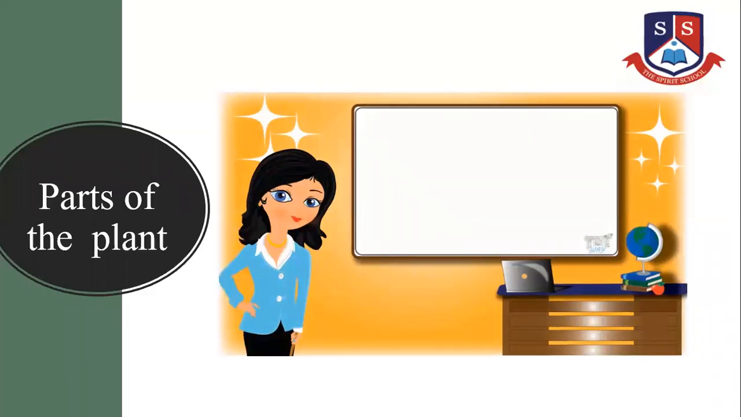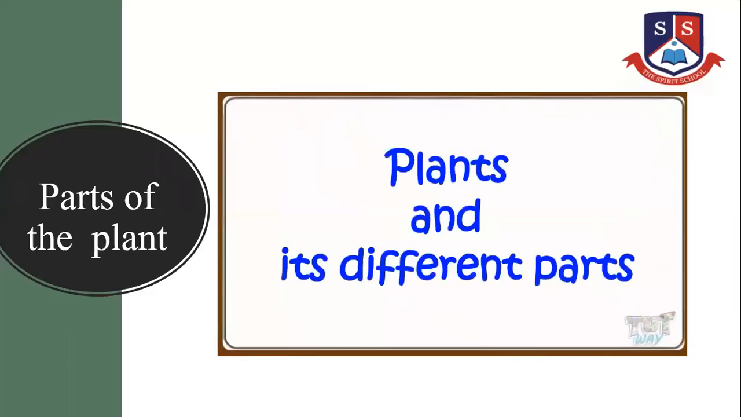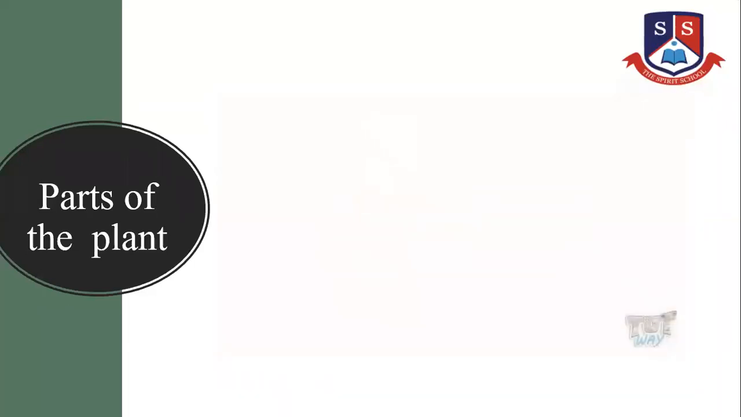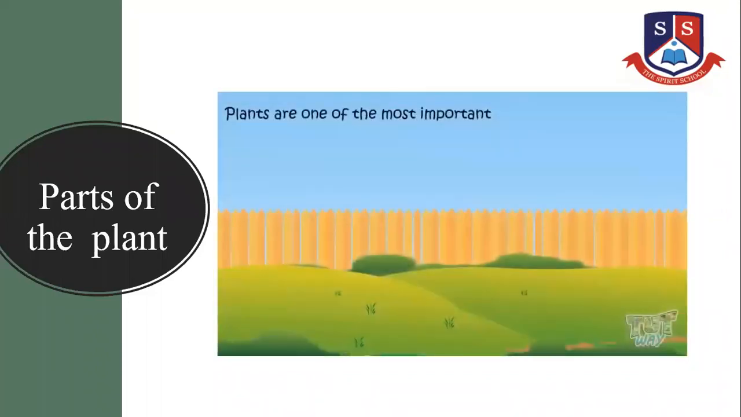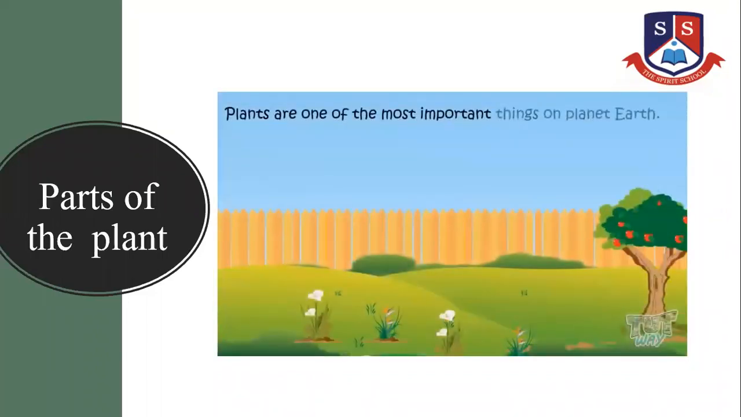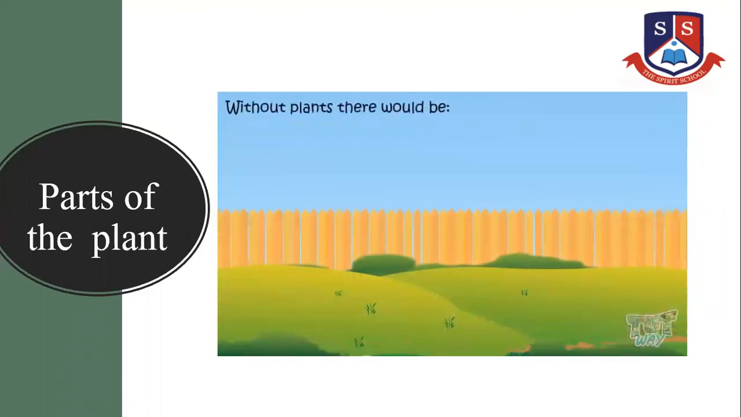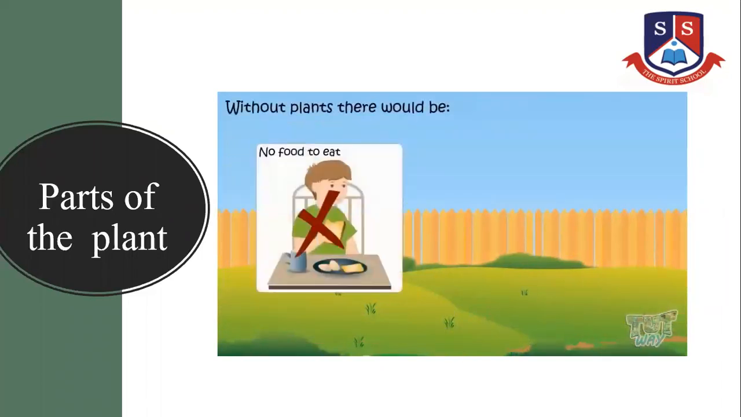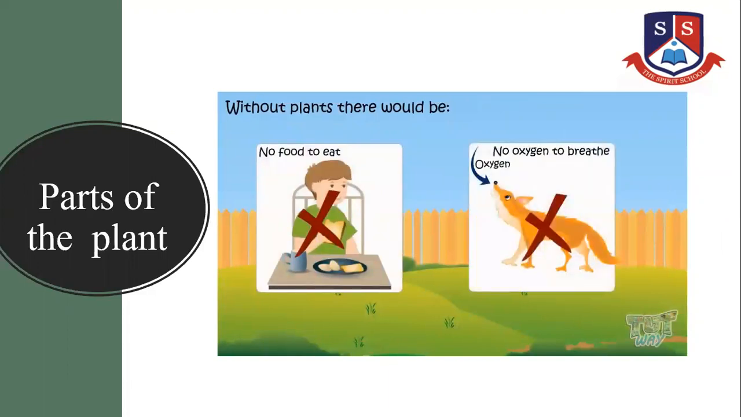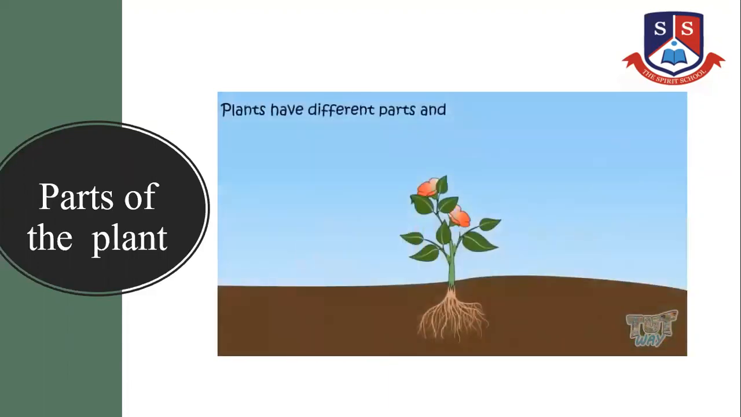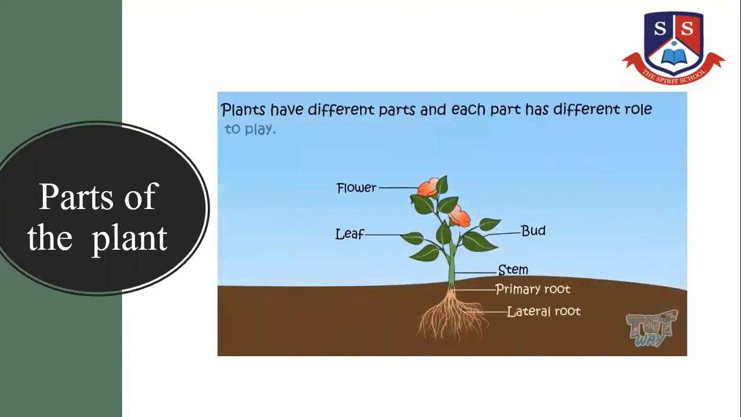Hi kids! Today we will learn more on plants and its different parts. So let's start. Plants are one of the most important things on the planet Earth. Without plants, there would be no food to eat and no oxygen for animals to breathe. Plants have different parts where each part has different roles to play.